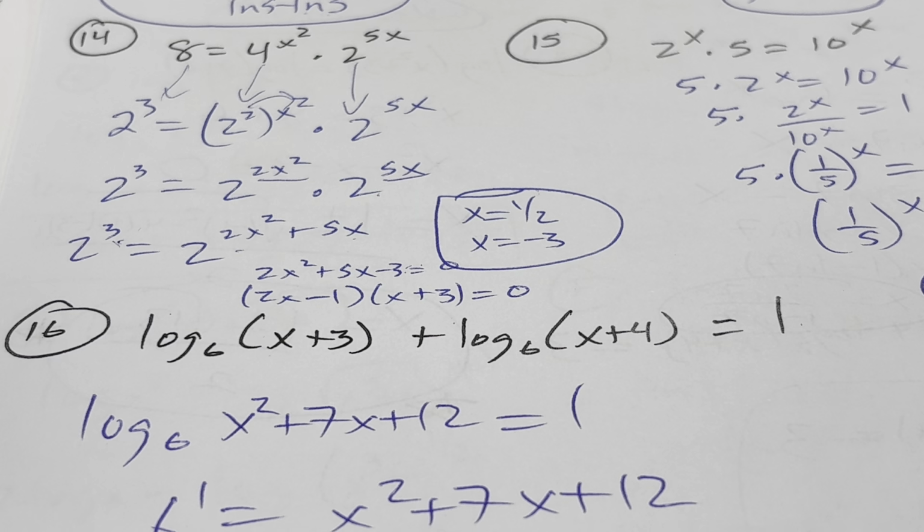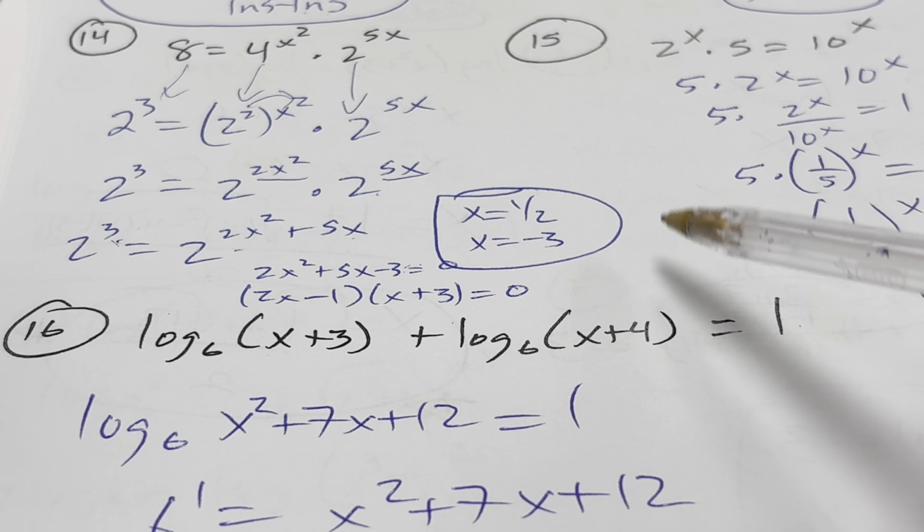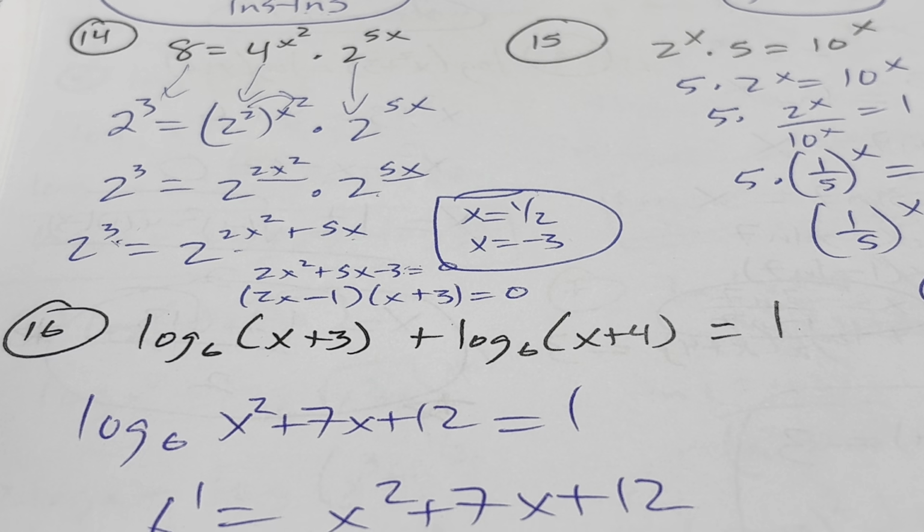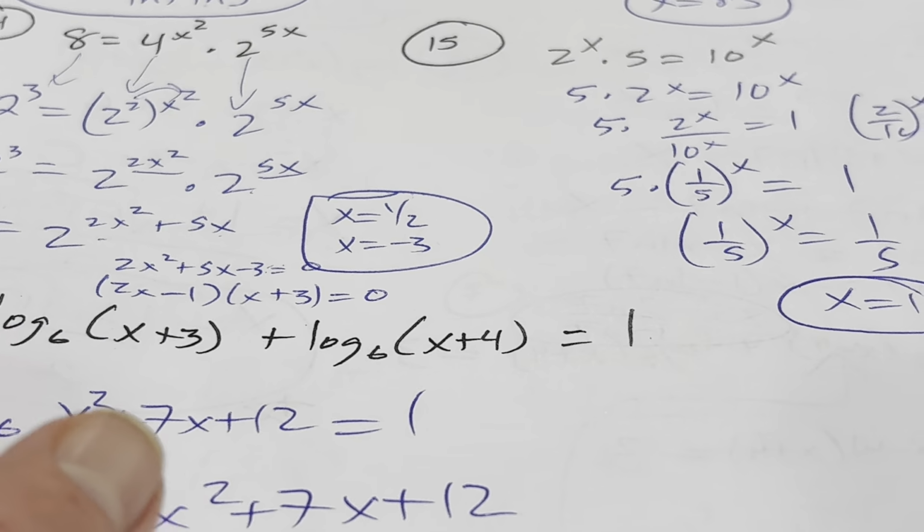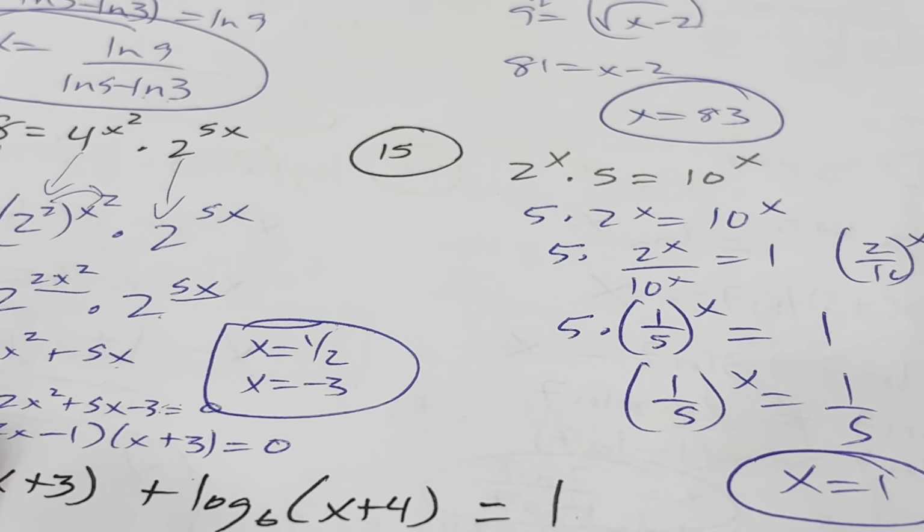Then I factor that. I get 2x minus 1, x plus 3 equals 0. So I get x is 1/2, x equals negative 3. You can have a negative exponent as a power. Okay, just in a log, you can't have a negative base or a negative answer. You can't have log negative 3. You can't have natural log of negative 2 or 0.